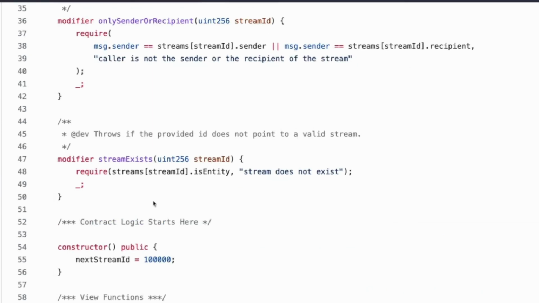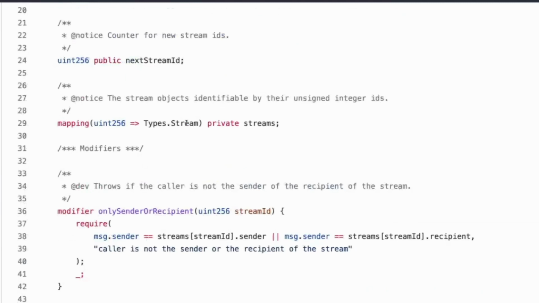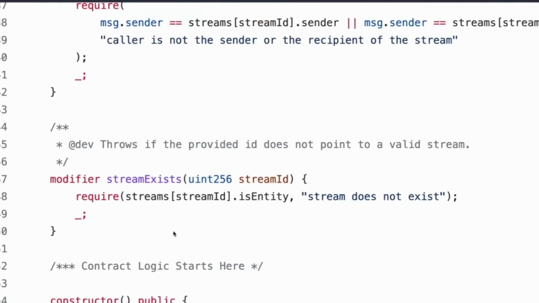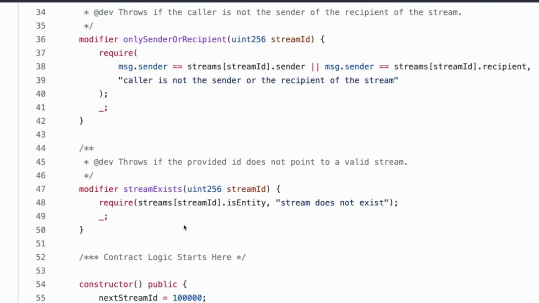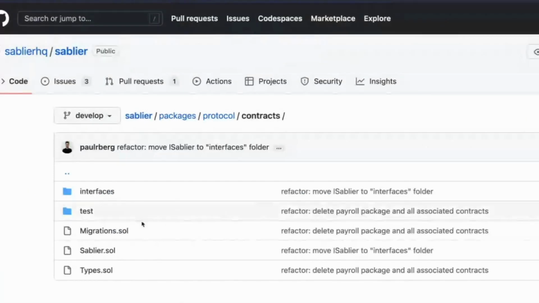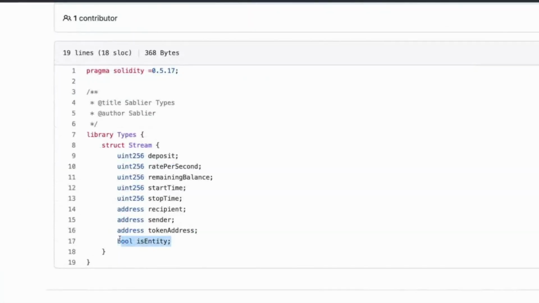Modifier stream exists. Okay, so the ID needs to point to a valid stream in this mapping, probably. Yeah, streams. They've got an is entity, which must be a Boolean, obviously. Yeah, let me show you. It is a Boolean. But they don't need to do that. You could just check that the ID exists. You don't have to have a Boolean in the actual. They might set this to false once it's closed, so then you can still keep the ID.